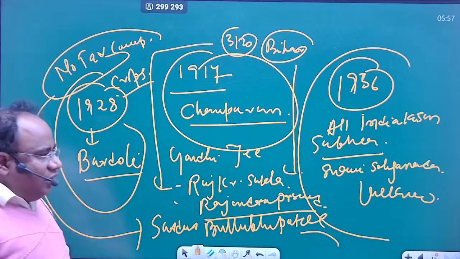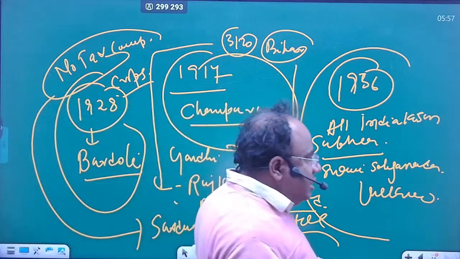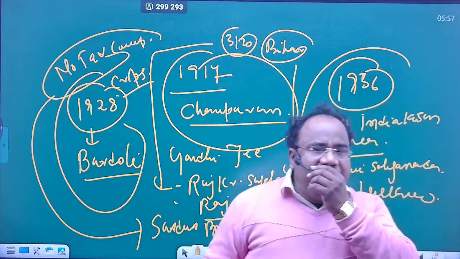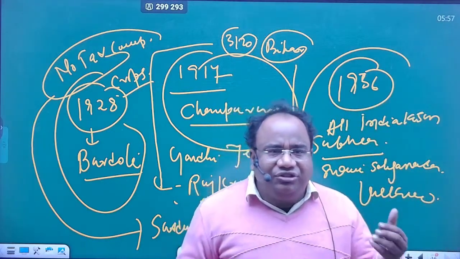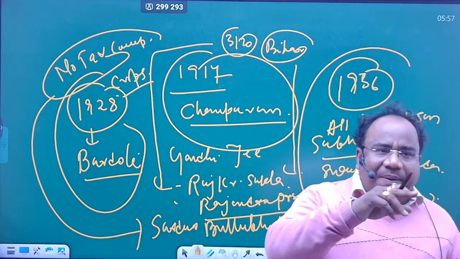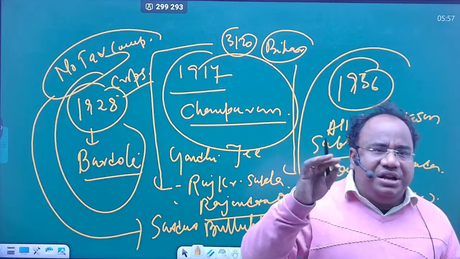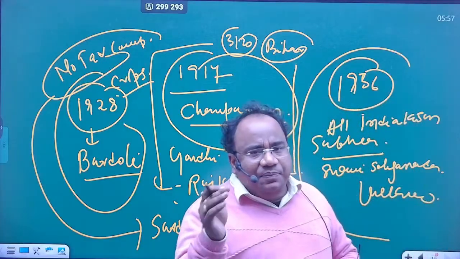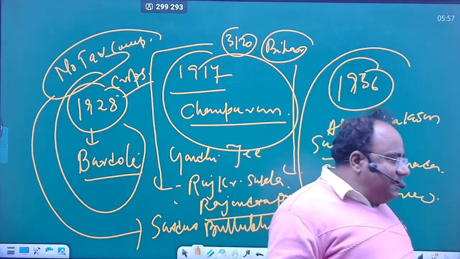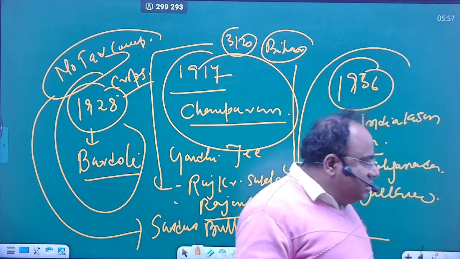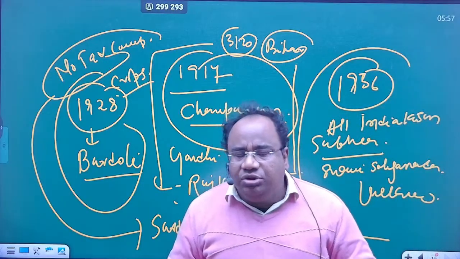So, for today's class, we are going to stop here. Tomorrow, we will discuss the next topic. First, you have to learn all the facts and figures of 1857. Then you have to learn about the major civil uprisings' facts and figures, right?